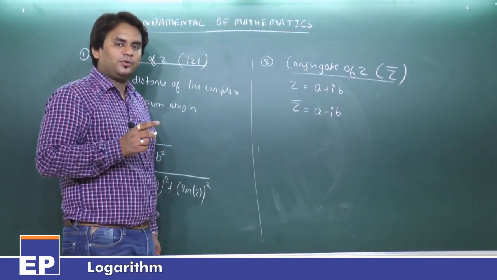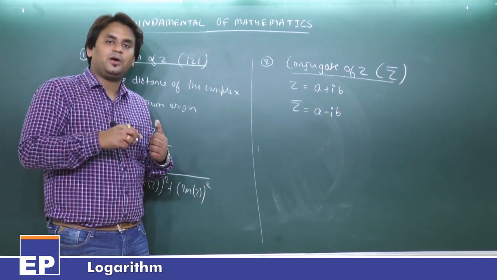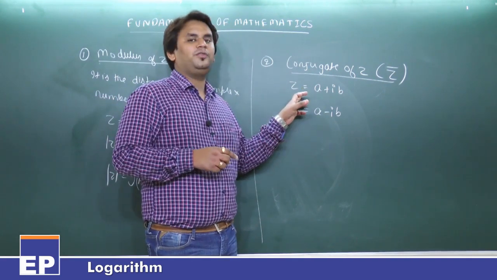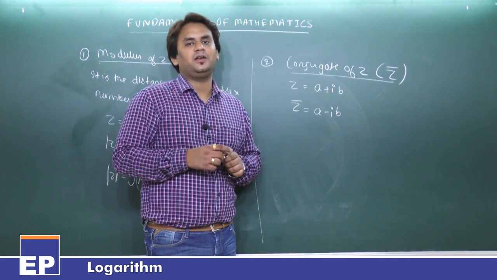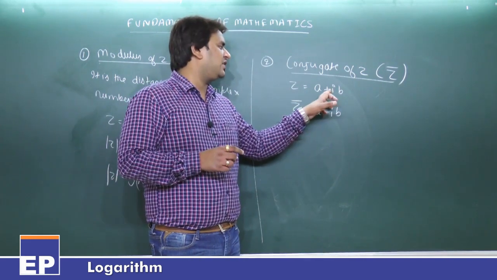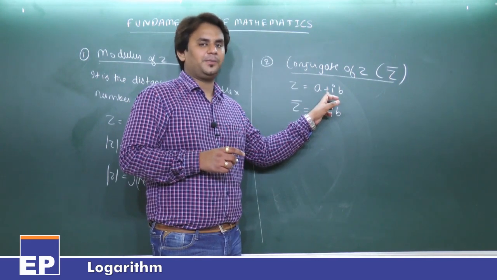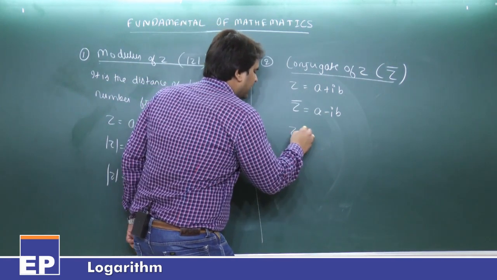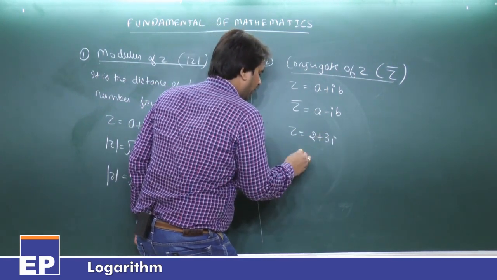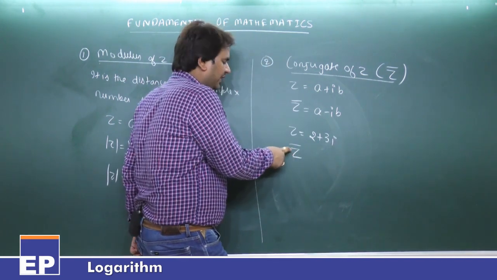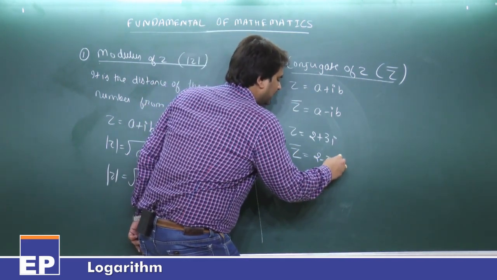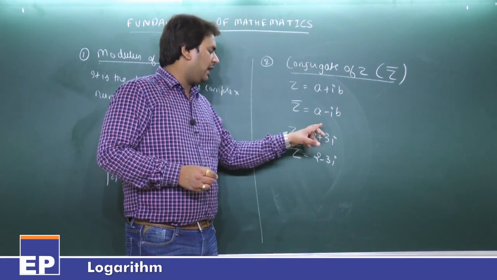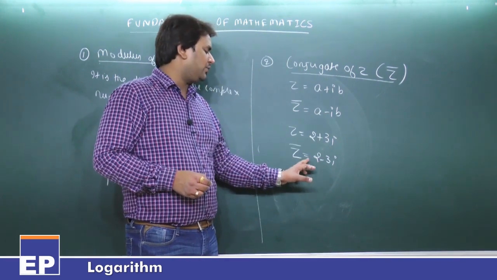Remember one thing: the geometrical definition is something else, and the algebraic definition is something else. The algebraic definition is that if you want to find the conjugate of z, then just change the sign of the imaginary part. Here the sign of the imaginary part is plus, and you have to change it, so from plus it is converted to minus. If I take z equal to 2 plus 3 iota, then what will be the conjugate of z? z bar will be equal to 2 minus 3 iota, because I have changed the sign of the imaginary part.